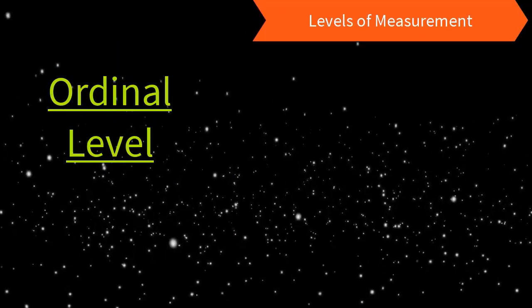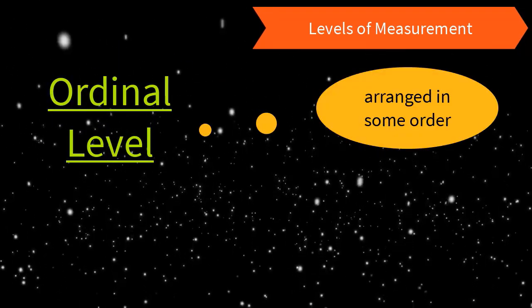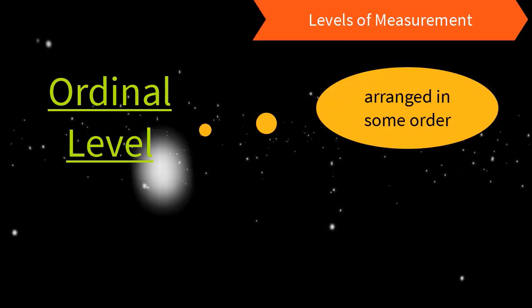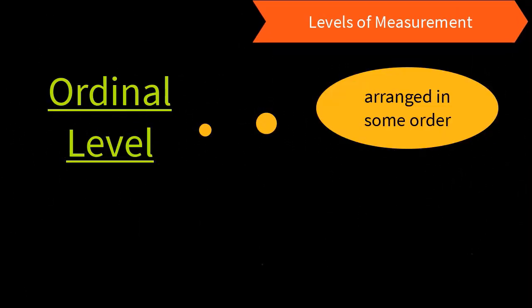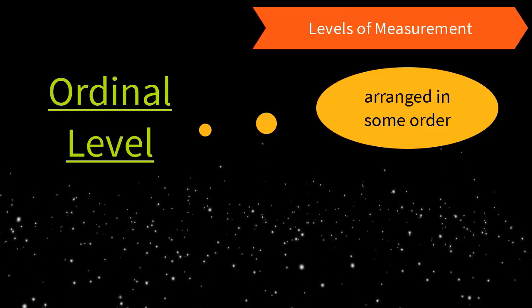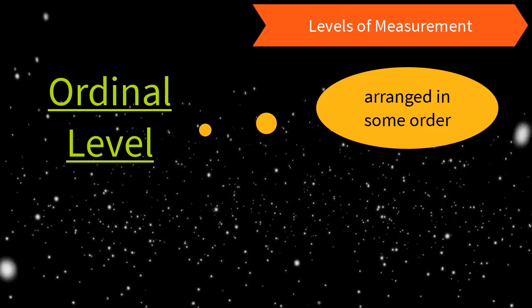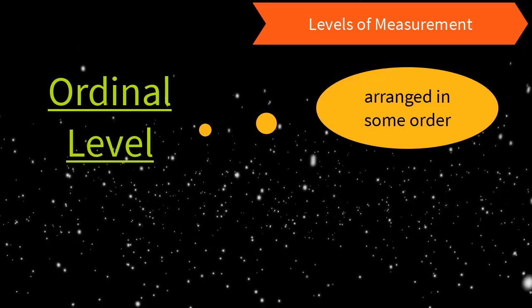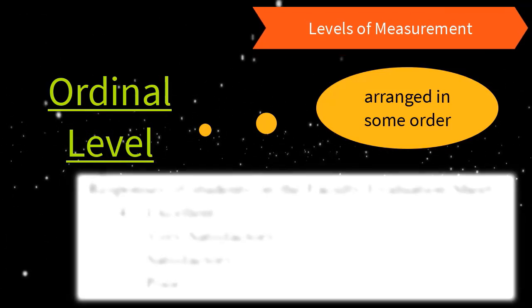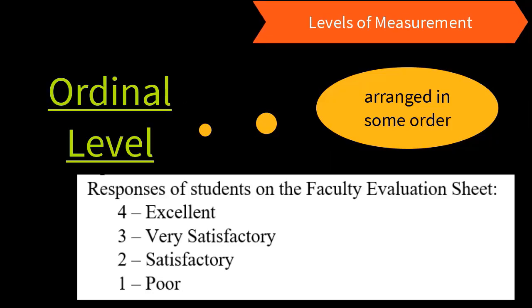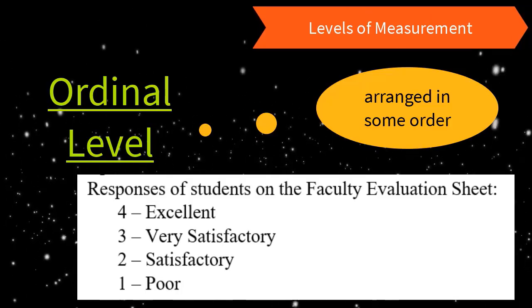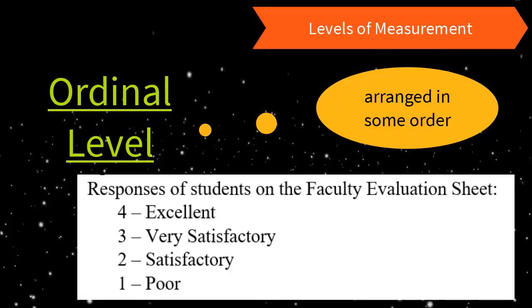The next level of measurement is the ordinal level. The data at the ordinal level may be arranged in some order, but the actual differences between the data values are neither determined nor meaningful. In other words, the ordinal level of measurement permits the rank ordering of the members of a group, but exact differences are not computed. Example: responses of students on the faculty evaluation sheet, like 4 as excellent, 3 as very satisfactory, 2 satisfactory, and 1 as poor.